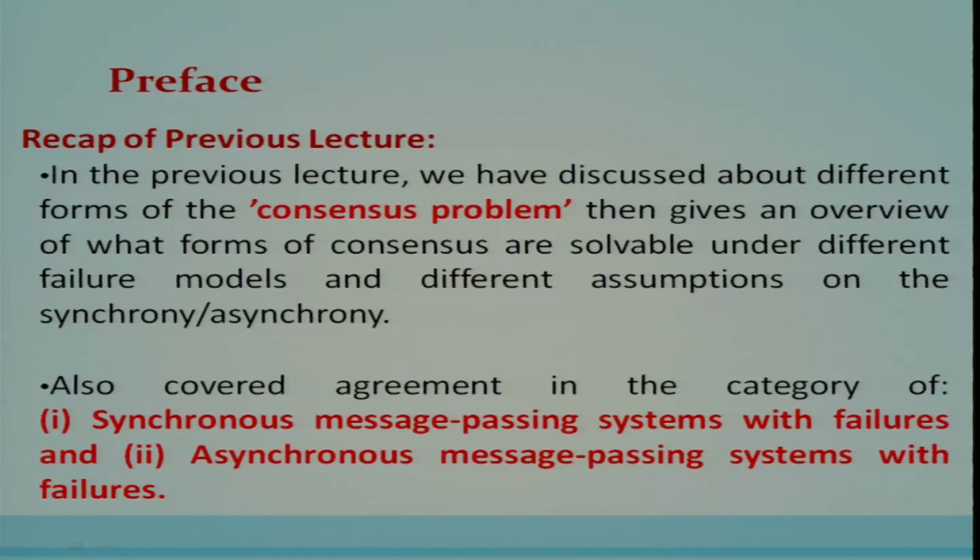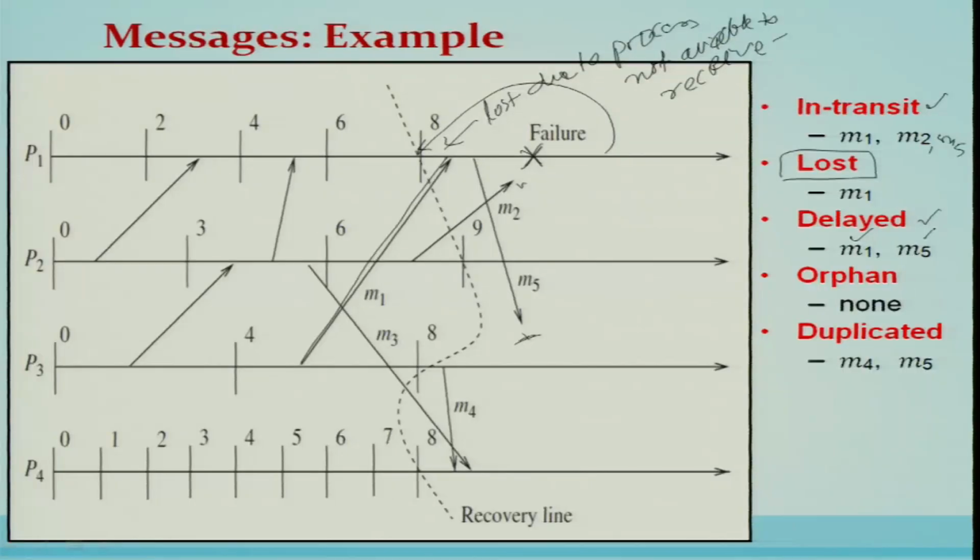Orphan: different assumptions on M4 and M5. These are M4 and M5, they are duplicate messages. Why? Because you see the dotted line is a recovery line. If the system rolls back, let us take the example of M4 first. M4 is sent and its receipt is also recorded.